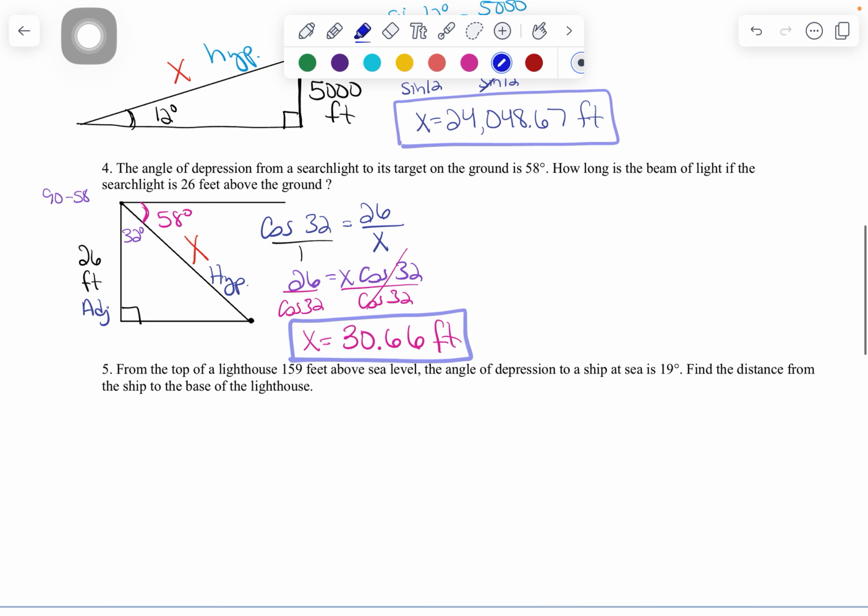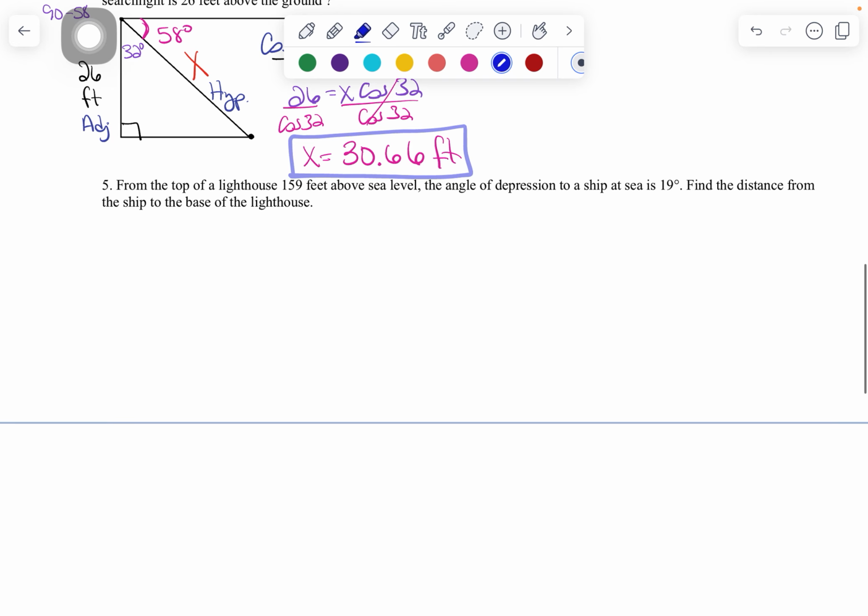All right, last problem on the page here is problem number 5. We have a lighthouse 159 feet above sea level. All right, so there's my lighthouse, 159 feet above sea level. Angle of depression to a ship at sea. So somewhere over here, right? We're going to make sure the lighthouse is perpendicular to the ground. So somewhere over here, I have a ship. I don't draw ships very well, but hey, look, it's a ship.